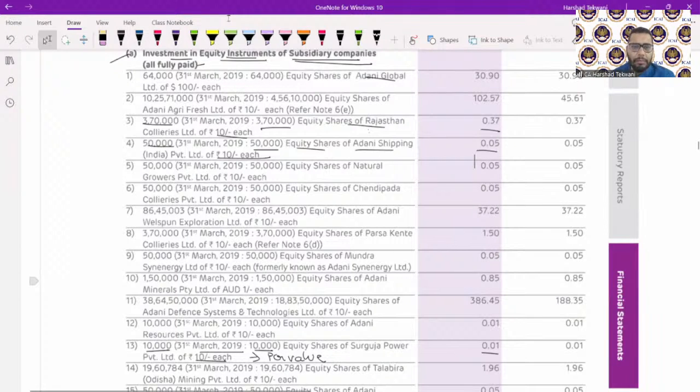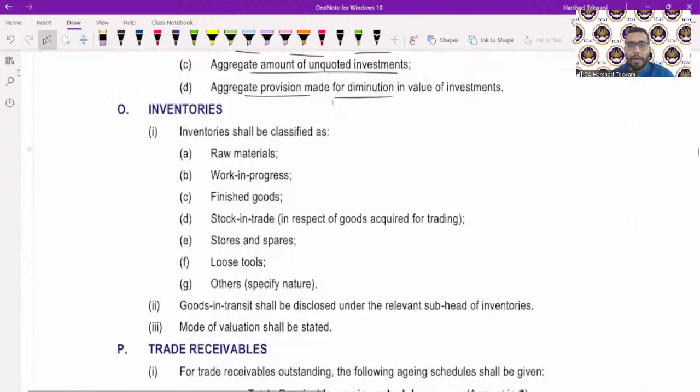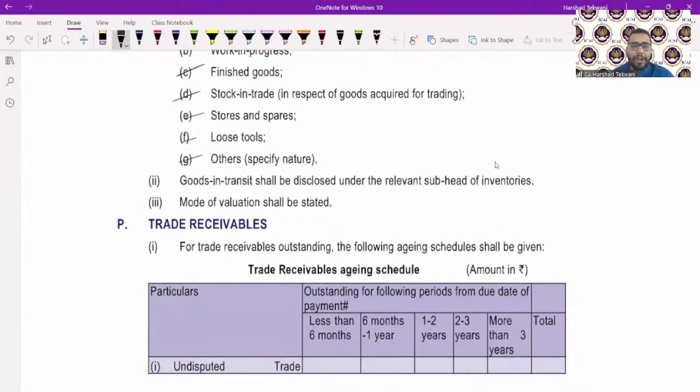Inventories. Pretty simple. Raw material, finished goods, work in progress. Basic things that we disclose: raw material, work in progress, finished goods. Stock in trade, if I have something purchased for trading, store spare, loose tools, and others. Goods in transit should be shown separately under each head of category, and mode of valuation shall be stated, cost or NRV, whichever is less.